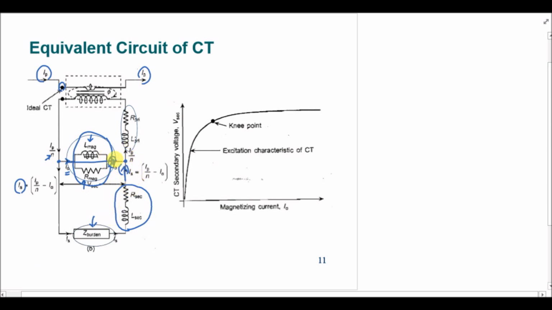So if I naught is coming from this node, I naught plus IP over N minus I naught, these two I naught will cancel out, and IP over N will be the current that will be leaving this node and will be passing through the primary impedance of the CT.